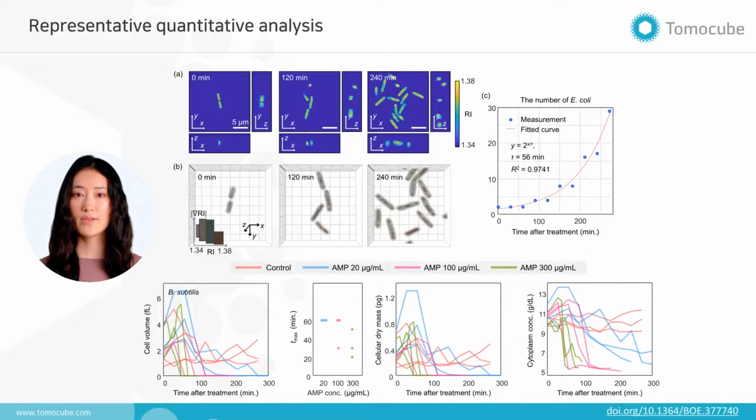Exploiting such powerful imaging and analysis features, our users can perform systematic investigations of bacteria. For example, in a recent work, the growths of individual bacteria are measured using HT in the presence of antibiotics in various concentrations. The researchers have retrieved cellular volumes, dry masses, and concentrations.